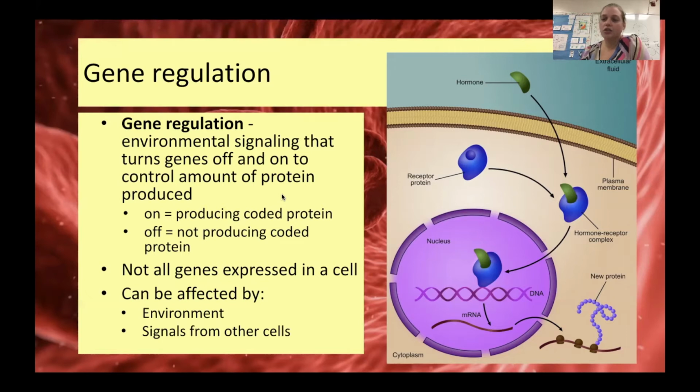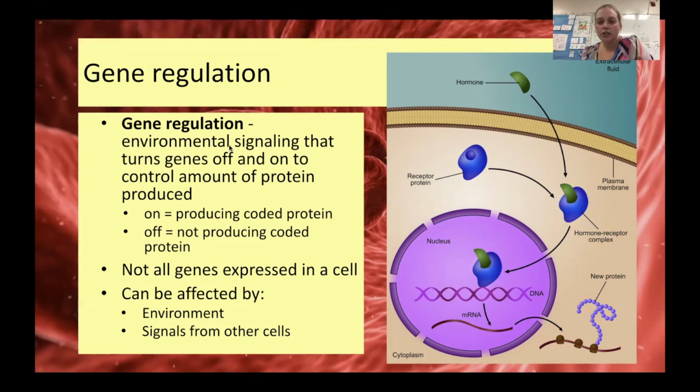Gene regulation is the process of controlling when to make protein, the type of protein to make, and how much of it to make. So not all cells express all genes. You don't make all the proteins that you could possibly make in every single cell. For example, we talked about how your heart cells don't need to detect light, so they're not going to make those proteins.